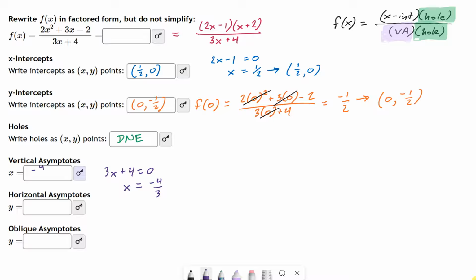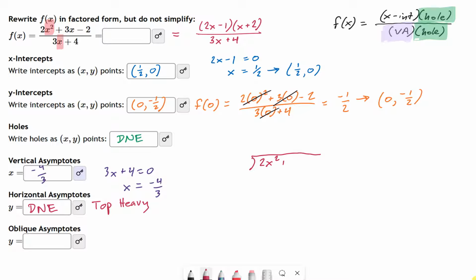Okay, so negative 4/3. Now, this function is top heavy. And the reason I'm mentioning it as top heavy is, look here. See that x squared and this x? That's a higher exponent on top. So that means the horizontal asymptote is DNE because it's top heavy. And the last thing we have to do is probably the hardest. We have to do long division to discover the oblique asymptote. So I'll try to move through this part as quickly as I can.